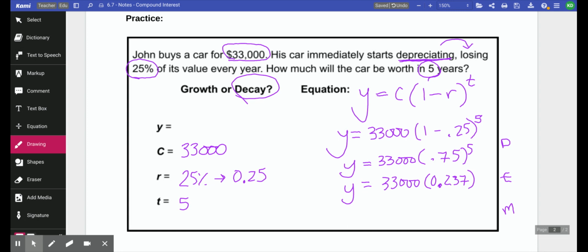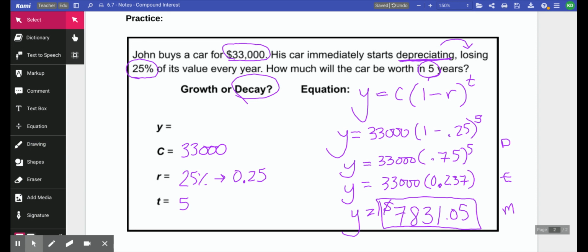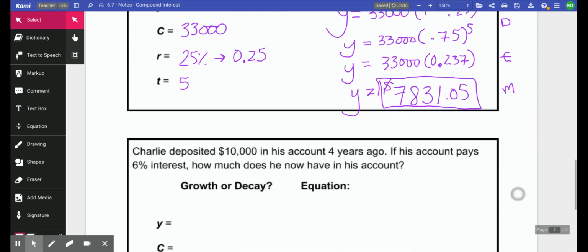And our last step is to multiply. So I'm going to leave that number in my calculator and just click times 33,000. And we get 7831.054. And the decimal keeps going. But remember, we're talking about money here. So I'm going to leave it as 2 decimal places, because remember, money goes to 2 decimal places because it's dollars and cents. And that's our answer. $7,800, not a lot. So our car started at $33,000, but 5 years later, it is worth just a fraction of what it was. All right, let's move on to the next one.